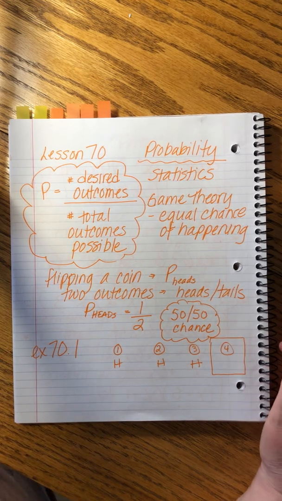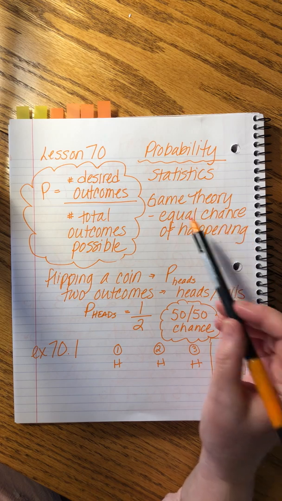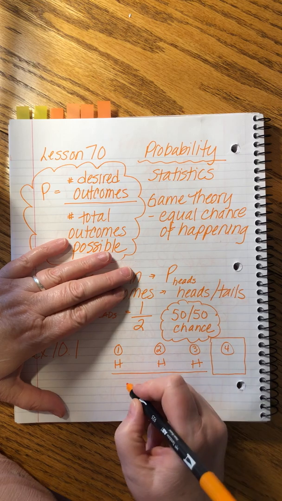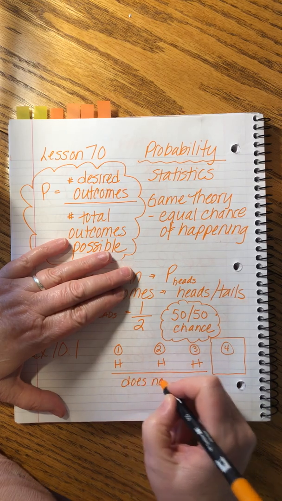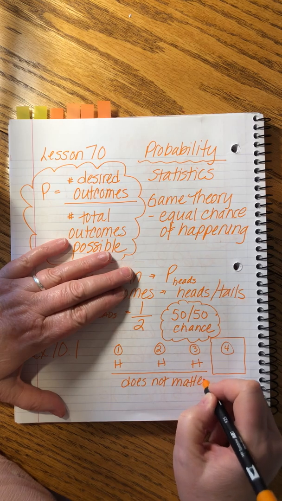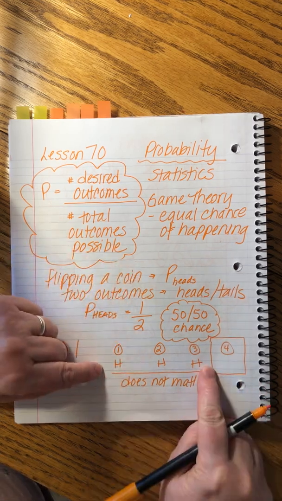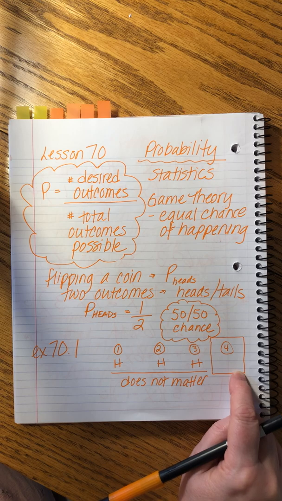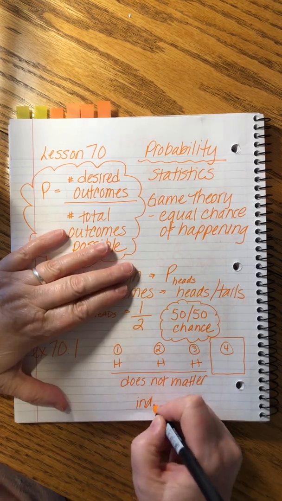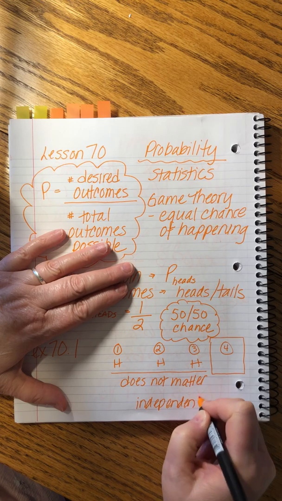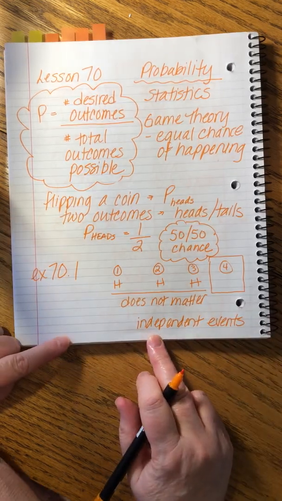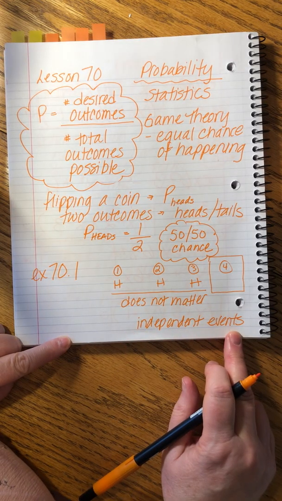Well, here's the thing about probability that takes a minute to sink in, but it's true. The kinds of games that we're talking about, where there's an equal chance of something happening, means that whatever's happened in the past does not matter. The fact that we've had 3 heads in a row does not tell us anything about what we're going to get on this 4th toss. They are what's called independent events. I'm going to slide the book up so you can see it a little bit better. Tossing a coin is an independent event.